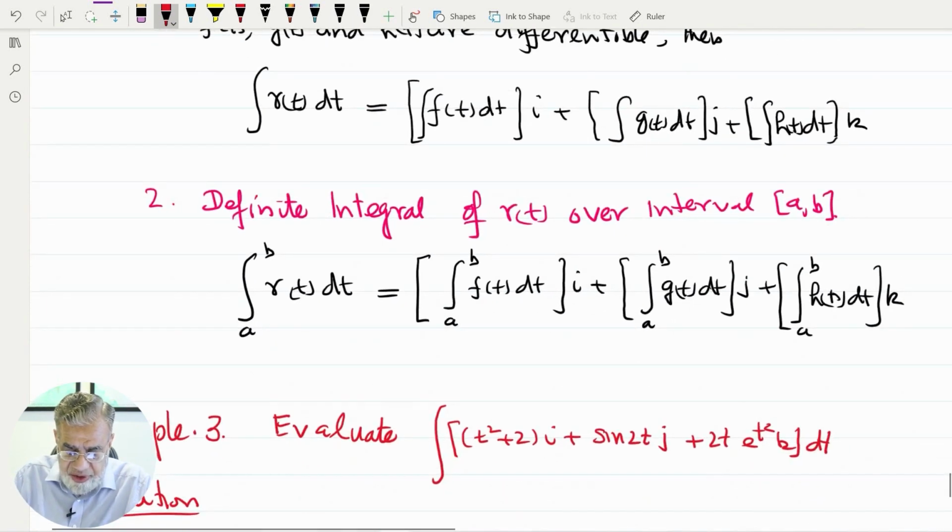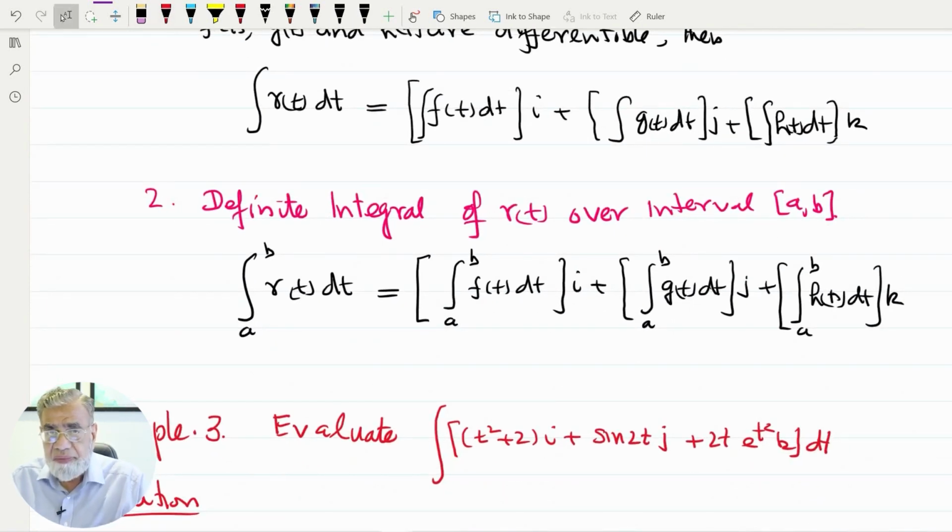The next is the definite integral, and this is over the interval a to b. So we say integral from a to b of r of t dt, and again we just put the limits on each integration. The first term will be the integral from a to b of f of t dt i, plus the integration from a to b of g of t dt j, plus the integration from a to b of h of t dt k.